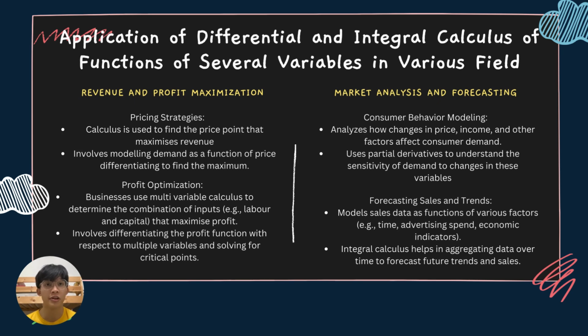Multivariable calculus also allows us to do marketing analysis and forecasting. With consumer behavior modeling, calculus plays a key role in analyzing consumer behavior by examining how changes in factors like price and income impact demand. Partial derivatives help quantify the sensitivity of demand to these variables. For forecasting sales and trends, integral calculus is essential for forecasting future sales and trends by integrating data over time, such as sales figures, advertising spend, and economic indicators. We can predict future market conditions and plan accordingly.